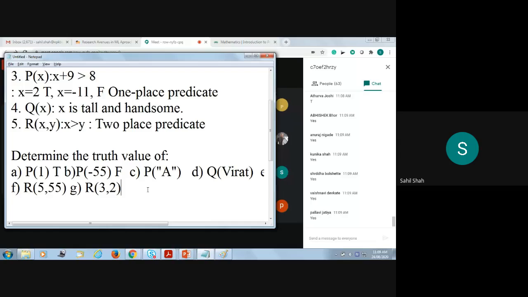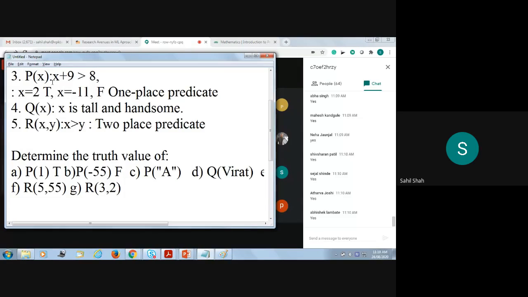Now, if we have an integer type of expression, an expression involving arithmetic operations, then the values of x will be taken from a universe of discourse that is known as the domain set.